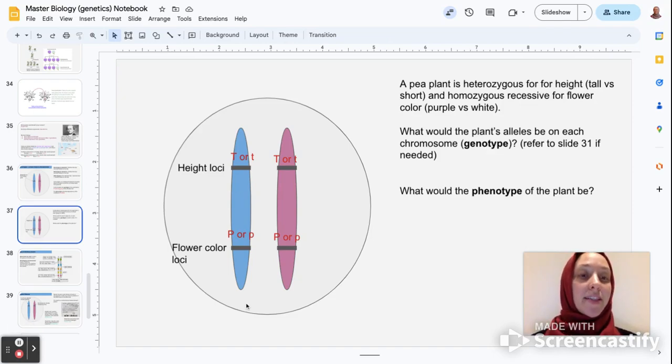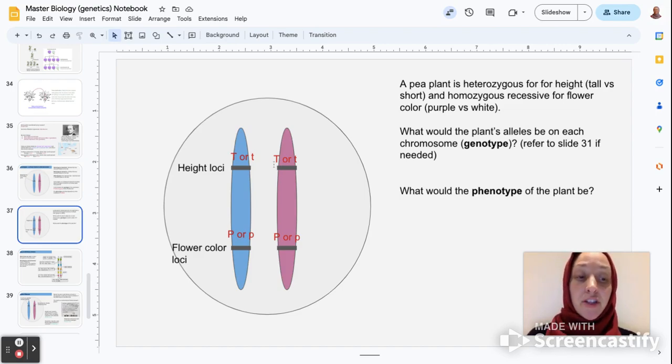All right, so now a pea plant is heterozygous for height and homozygous recessive for flower color. So what would the plant alleles be on each chromosome? And what would the phenotype of the plant be? Let's take a look at this. For height, it's heterozygous. Try to answer. And for flower color, it is homozygous recessive. What would those genotypes be? And what would the phenotype of the plant be?